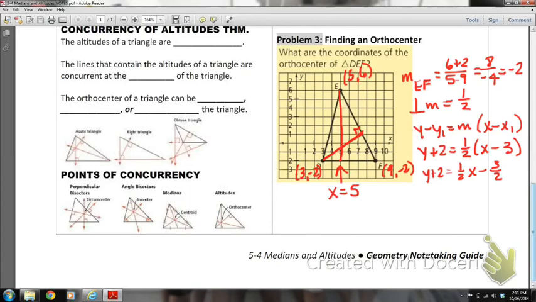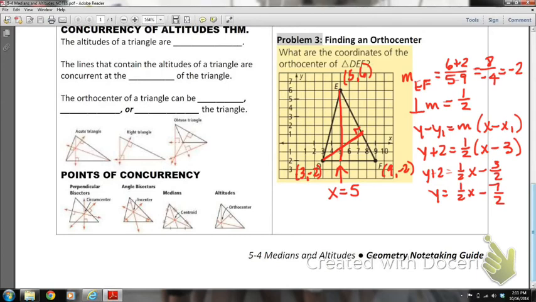Then we subtract 2 from both sides. So y equals 1/2 x, and subtracting 2 from a fraction, we have minus 3/2 minus 4/2, since 2 is 4/2, which is minus 7/2. That's the equation of the line for the other altitude that we just drew, the altitude going from point D perpendicular to the side EF.